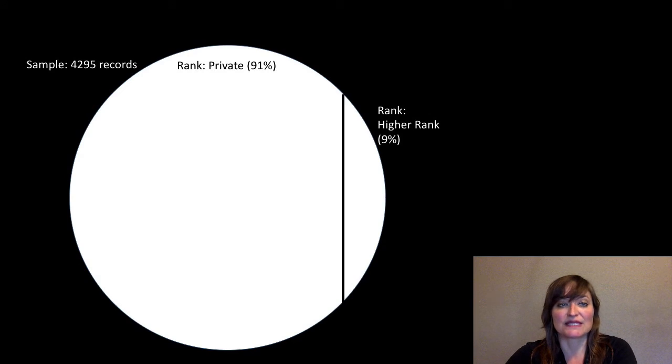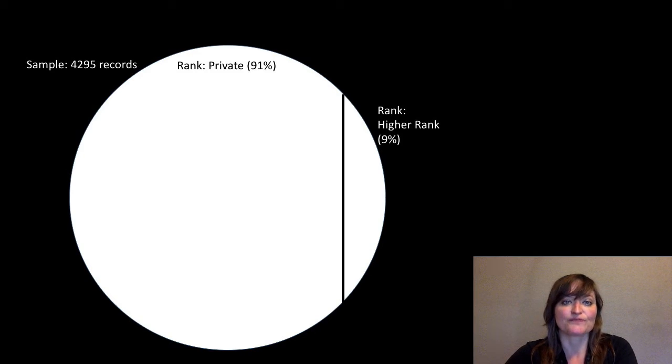So I'm going to split the sample along the levels of one of the variables, and then split each of those groups along the levels of the other variable. And we're going to ask, do we see the same pattern or different patterns? In this case, I'm showing the sample as a circle because the sample is a defined group. We know where the edges are. We have chosen a sample of 4,295 records from that population. 91% of them are privates and 9% of them are higher ranked. And so there's the dividing among that one variable.